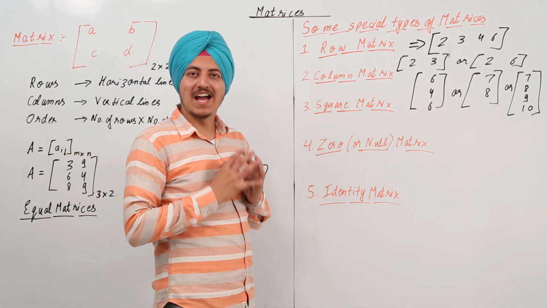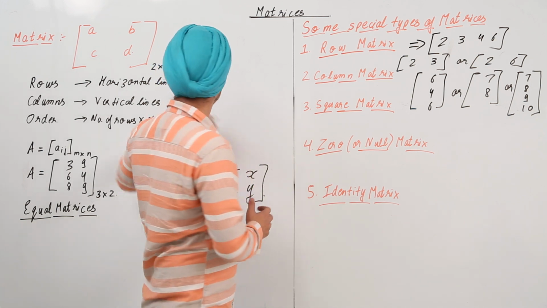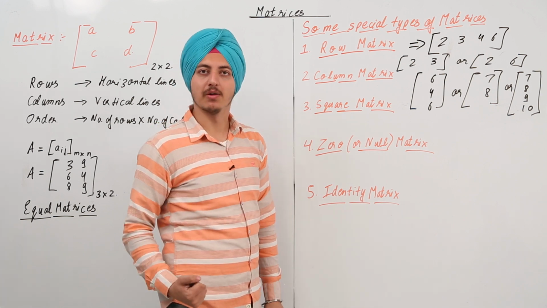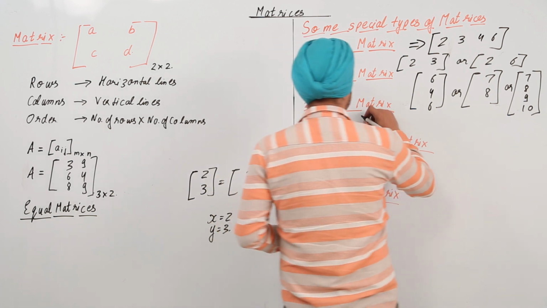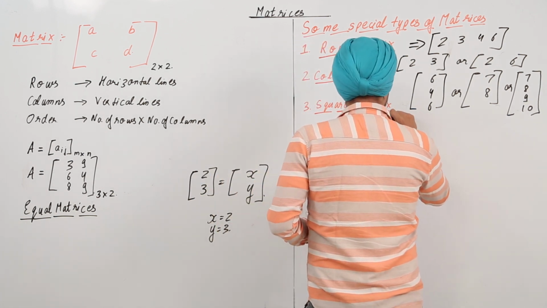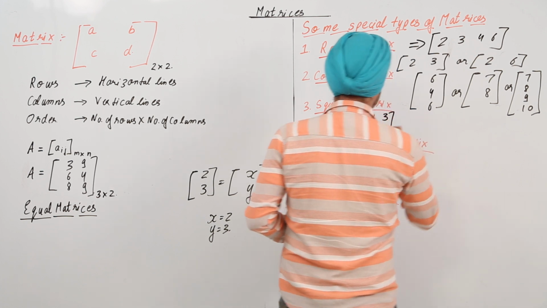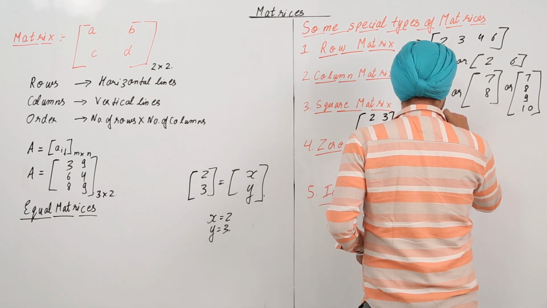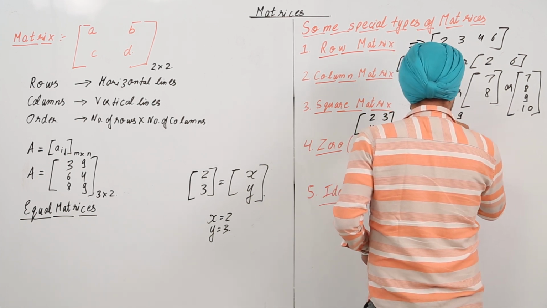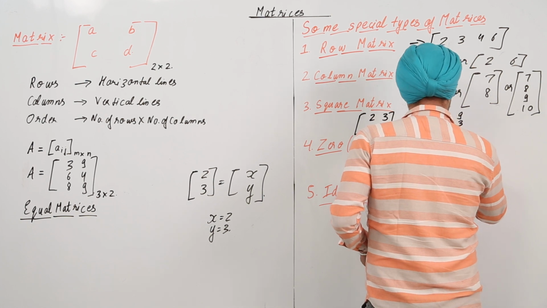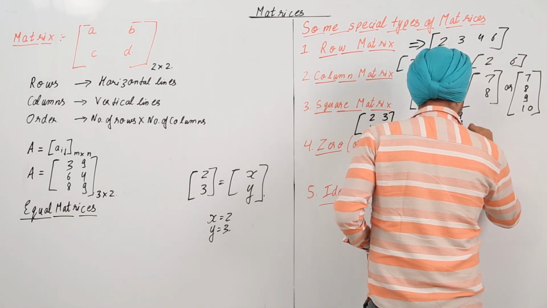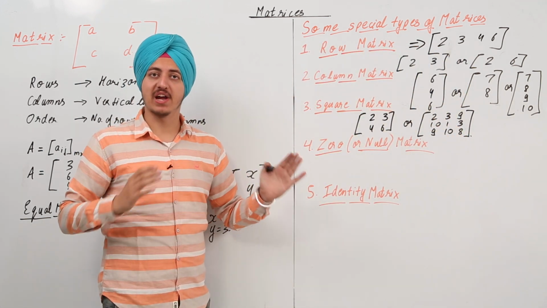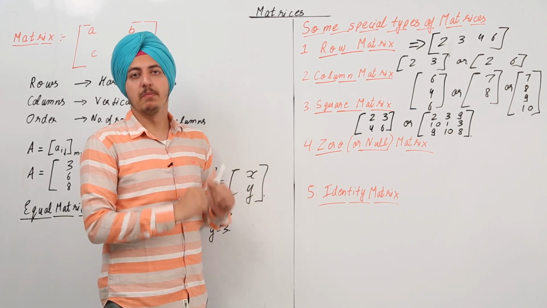What is a square matrix now? A square matrix is that matrix which is not a rectangle but a square. That means the number of rows is equal to the number of columns. That is easy. The number of rows should be equal to the number of columns. So this is a 2 by 2 square matrix, or this is a 3 by 3 square matrix. Same way 4 by 4, 5 by 5. All these are square matrices.